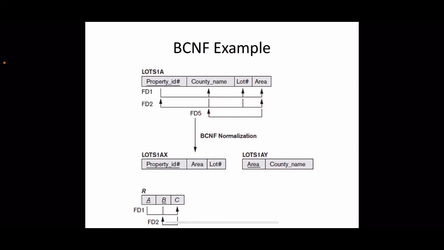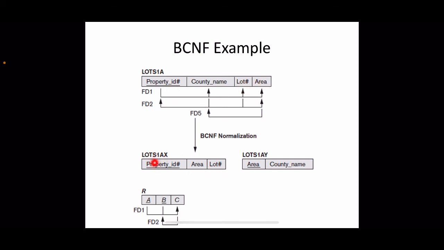So definitely we have to decompose this relation into some relational schema so that it satisfies the BCNF condition. So how will you change it into BCNF? Yeah, we will just remove this attribute which violated BCNF, right? So county name will be removed from this relation and will be placed in the second relation. So county name and area will be placed in the second relation, and the other three attributes, those are property ID number, lot number and area will be placed in another relation.